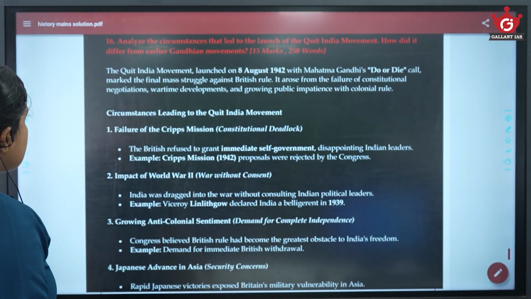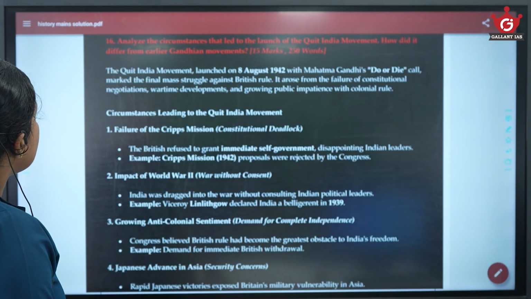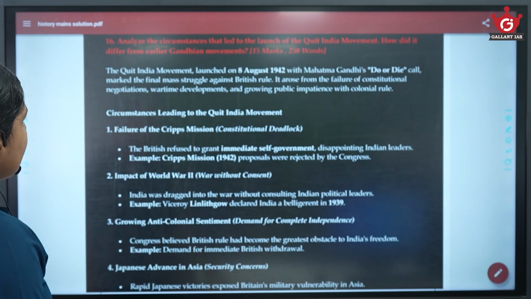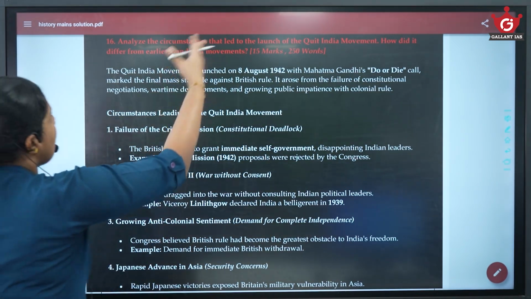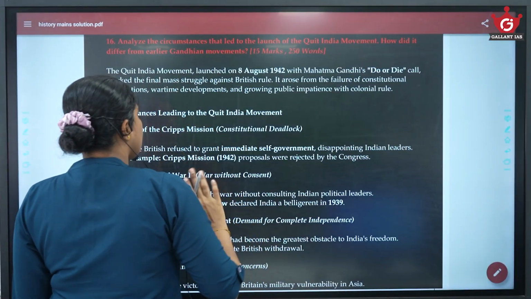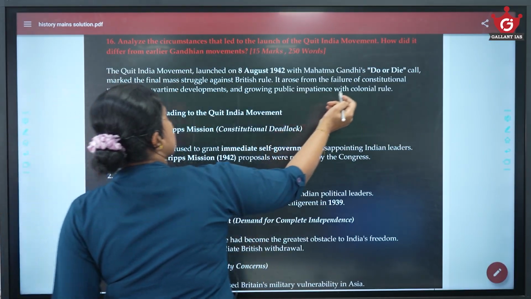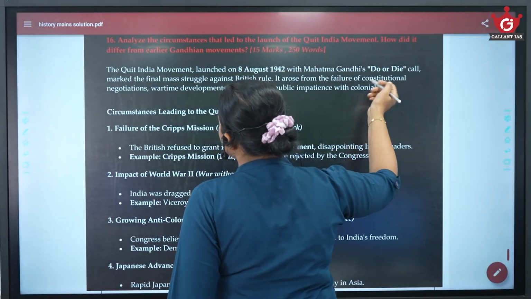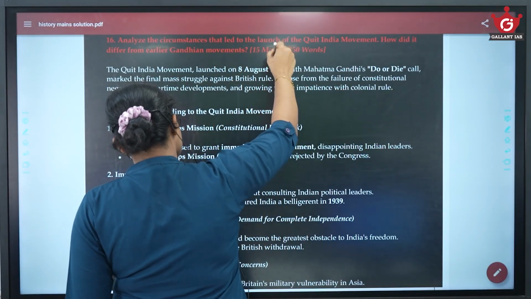Next is the 16th question. Analyze the circumstances that led to the launch of the Quit India Movement and how it differed from earlier Gandhian movements. You have to compare it. So you can give an introduction. You should mention this slogan anyhow because this is very important. If you write the exact thing, this is important.